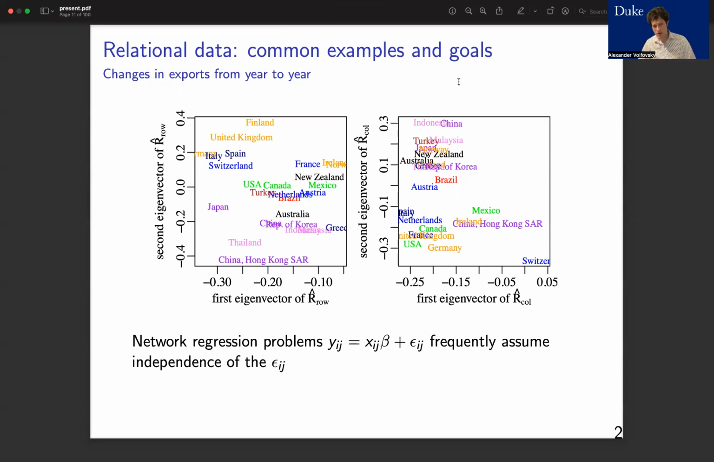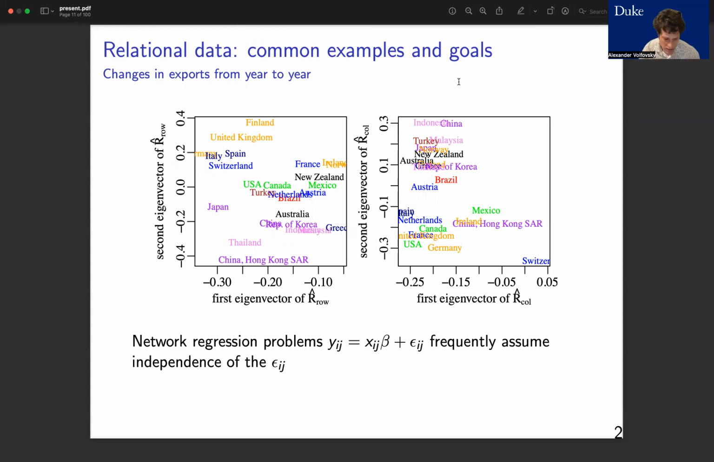So here's an economic model. Imagine that you have information about exports from country to country. So Yij is how much country i exported to country j, and maybe you're going to look at differences from year to year. So Yij is the difference between year 1 and year 2 for a particular country pair. And you're interested in relating that to some predictors. So say you have information, these Xij maybe are log GDP of the different countries. And you think that log GDP has some kind of influence on exports from year to year.